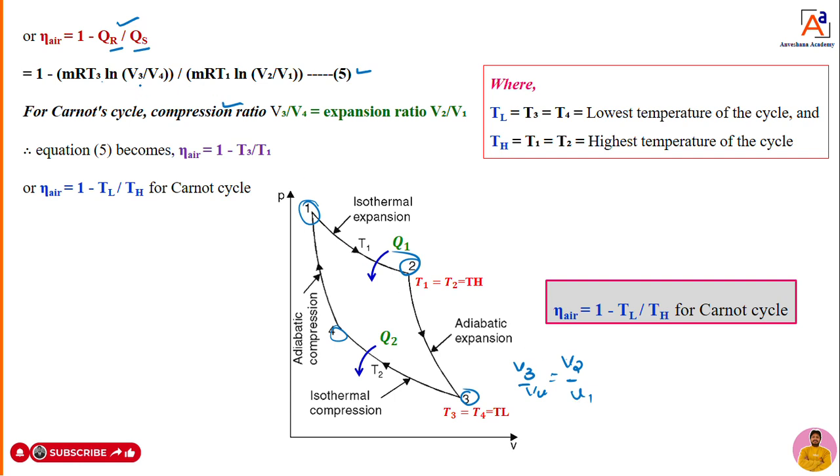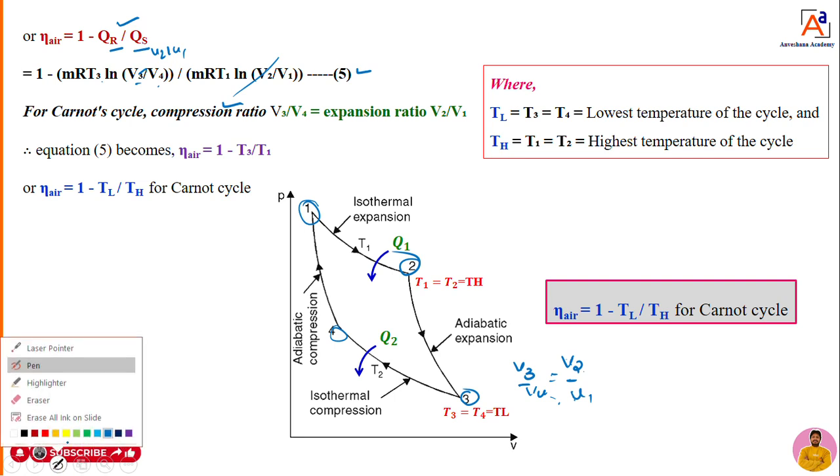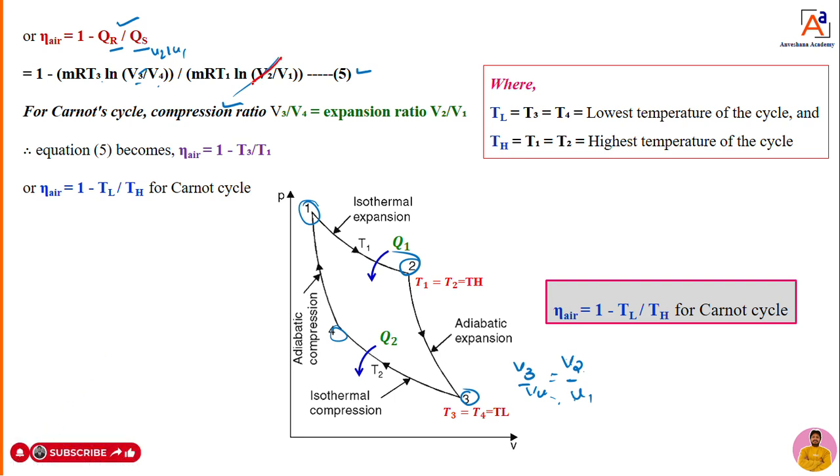Now in the equation you can see here, dear students, V3 by V4 is there. What is V3 by V4? That is V2 by V1. Substitute V2 by V1. So here also V2 by V1 is there. Here also V2 by V1 is there. They get cancelled. Again, the gas constant R remains constant, M is constant. Then what is the only thing left out here? The ln gets cancelled. Then the only thing left out is T3 and T1.